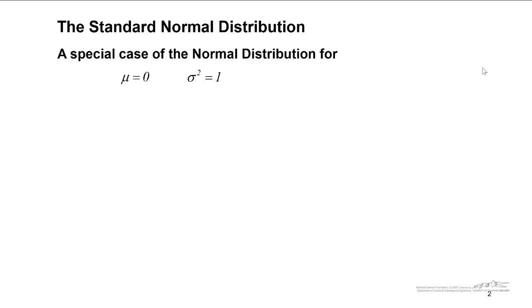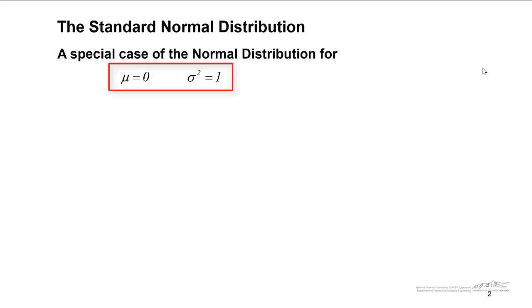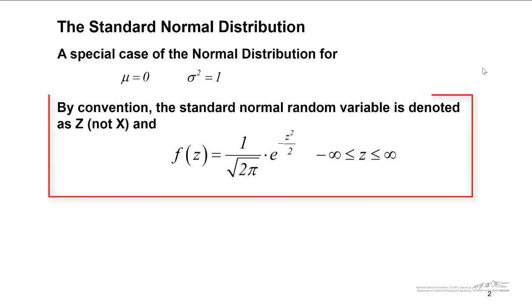The standard normal distribution is a special case of the normal distribution, where the mean of the standard normal distribution is 0 and the variance is equal to 1. The standard deviation is also equal to 1, since it's the square root of the variance. By convention, the standard normal random variable is denoted as z, and that's really important. We denote it as capital Z and not as capital X.